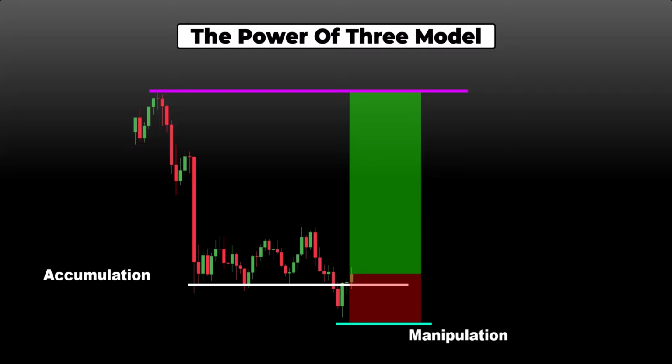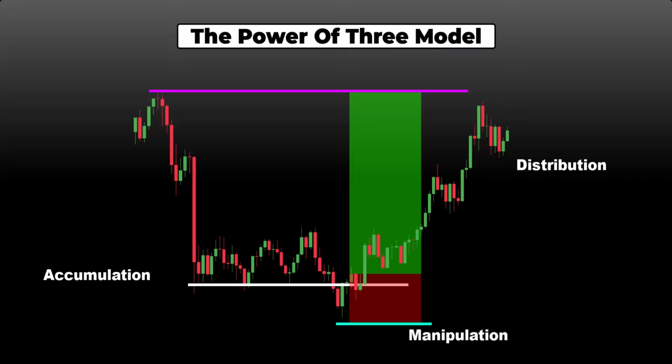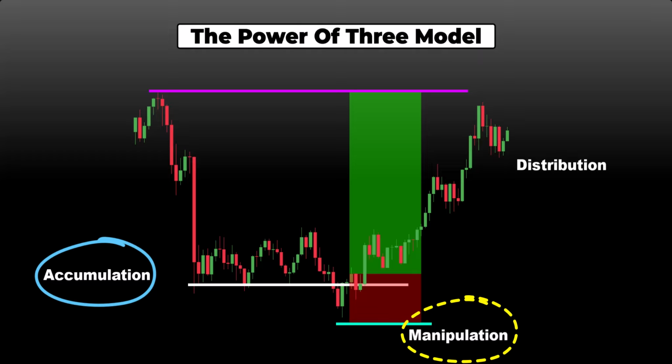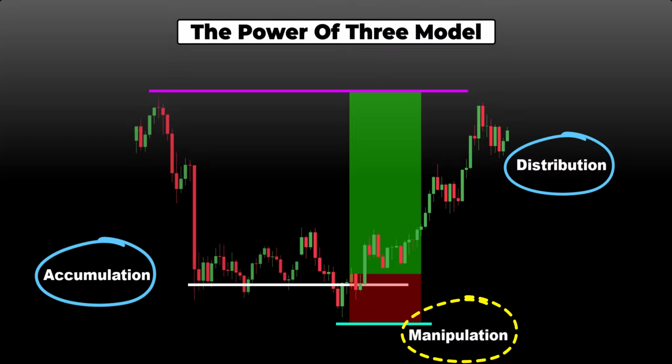This lets you ride the markup fueled by institutional buying. So, this power of three combines the accumulation, the liquidity sweep in the form of manipulation, and finally, the distribution. This is one of my favorite models and smart money trading strategies.